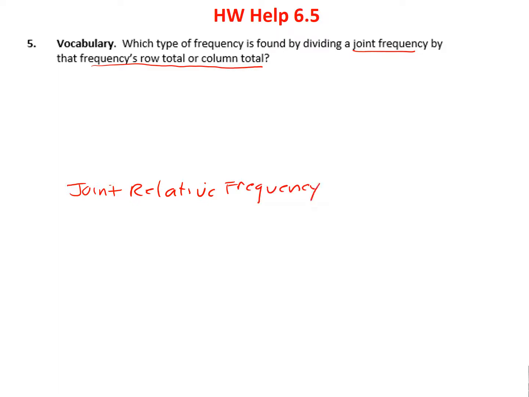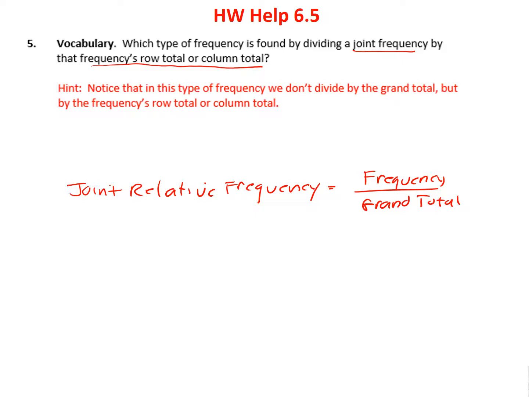And we found that by taking the frequency and dividing by the grand total. However, in this case, we're not dividing by the grand total. We're dividing by the row or column. So that's the biggest hint. We're not dividing by the grand total, but by the frequency.